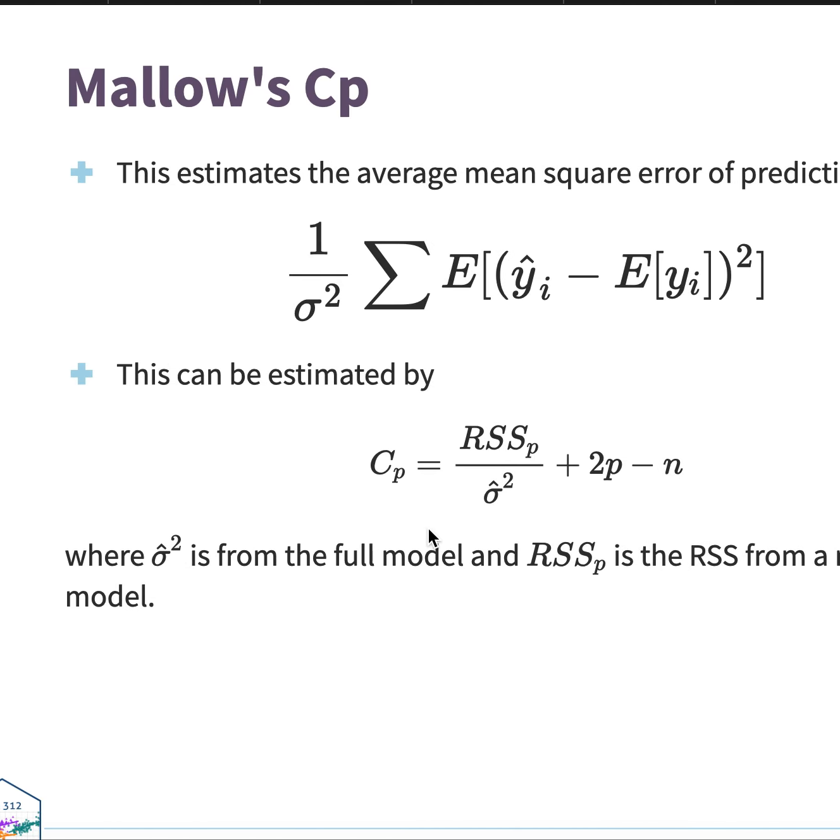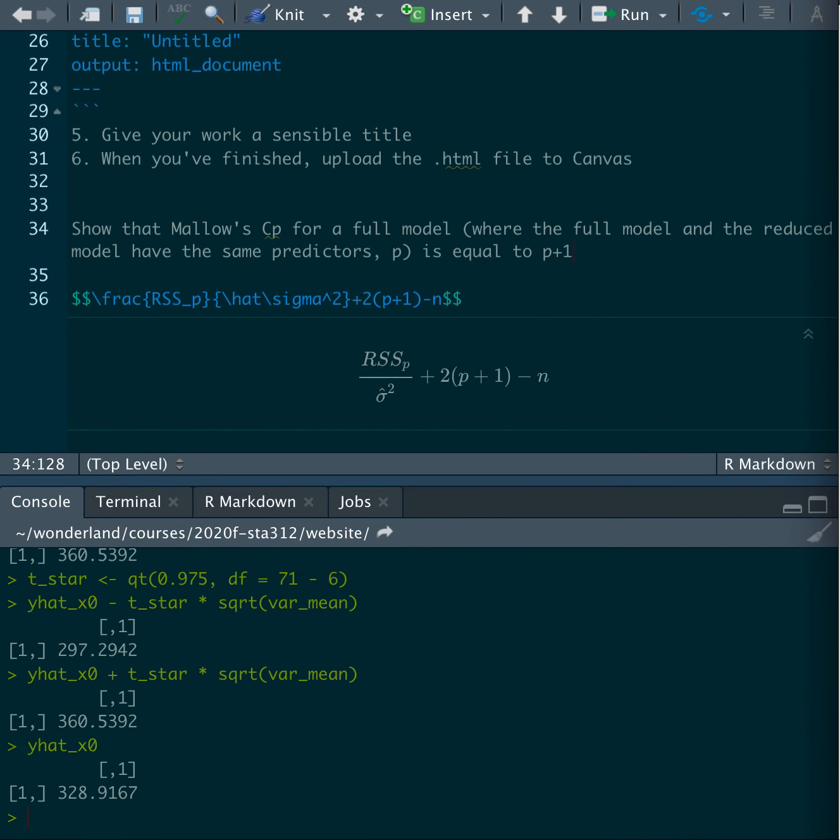I had shown this like this, where I have the residual sum of squares divided by sigma hat plus 2p minus n. I did this because this is how your book parameterizes it, but I realized that this p here is referring to the total number of parameters in your model, whereas in this class we typically have been talking about p as the number of predictors. So I have rewritten that to be clearer as p plus 1, where p is the number of predictors and the plus 1 is for the intercept. I'm going to update the slides to make sure that we're all on the same page.